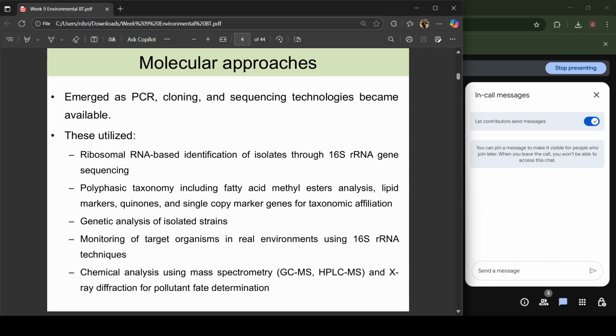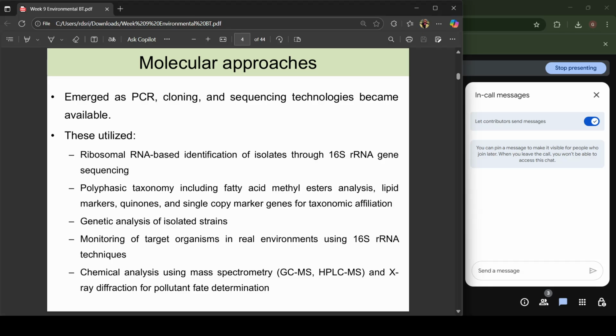So for that, people use chromatographic techniques like gas chromatography and mass spectrometry, which is even widely used in the laboratories now. Apart from that, we have techniques like high performance liquid chromatography and mass spectrometry. So these are other chromatographic techniques that we can use to trace the fate of contaminants.